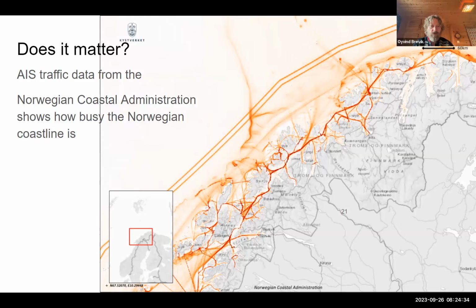If you look at the traffic data, this is AIS data from the Norwegian Coastal Administration. It shows very clearly that the typical lines of local coastal maritime traffic are smack in the middle of that area where you have all these wave current interactions going on.